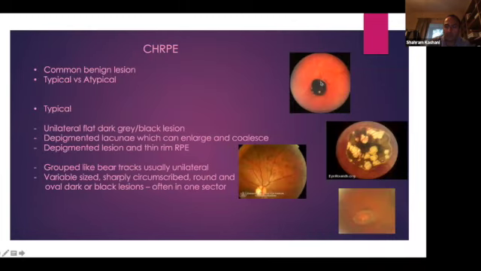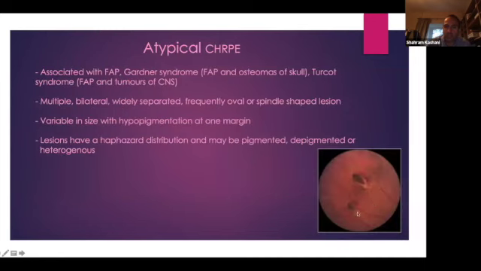Unilateral, if it looks like a dark circle, if it looks depigmented inside, if it looks like bear tracks or completely depigmented, you're okay. If it's bilateral, looks oval shaped with a hypopigmented margin, you're not. You need to refer that on.